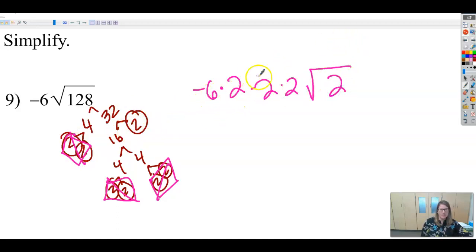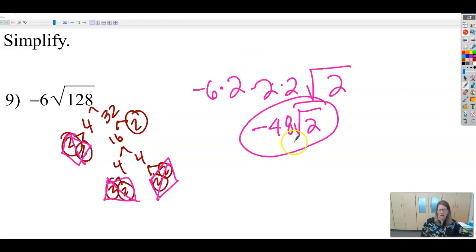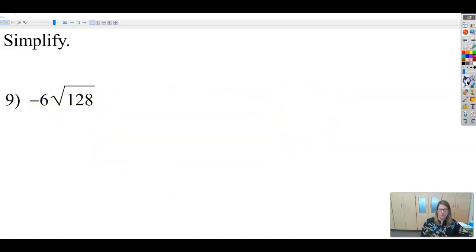Negative 6 times 8, right? 2 times 2 times 2 is 8. Would be negative 48 times the square root of 2. And there's our answer. Okay? So if you see a number in front, that number just gets multiplied by anything that comes out of the square root. Okay?